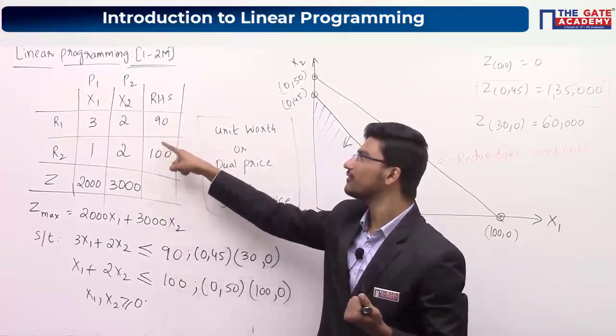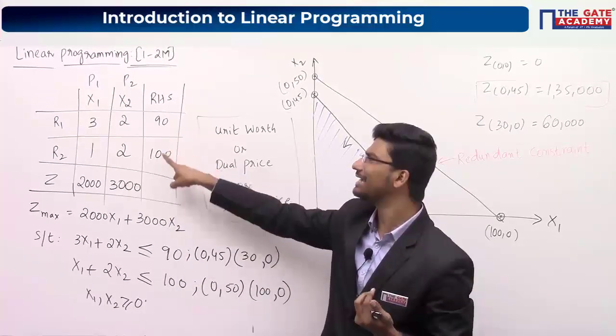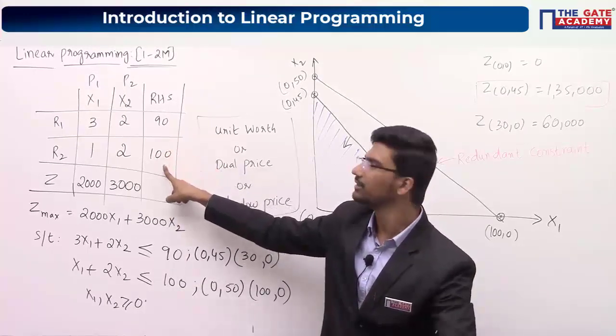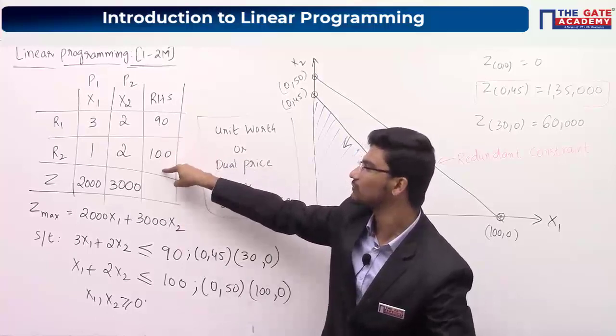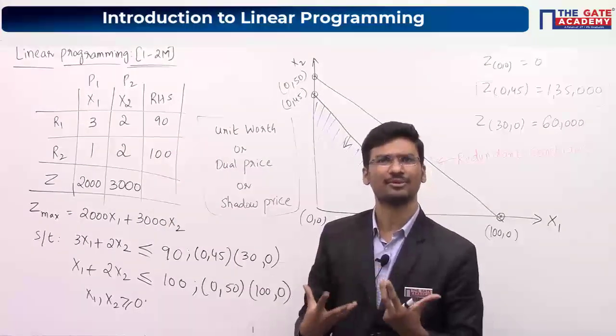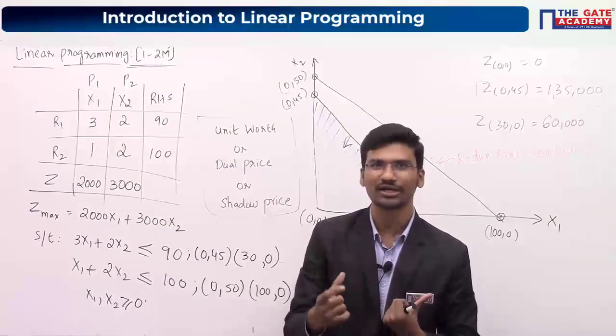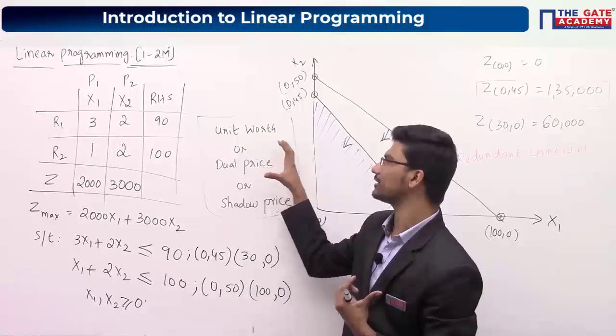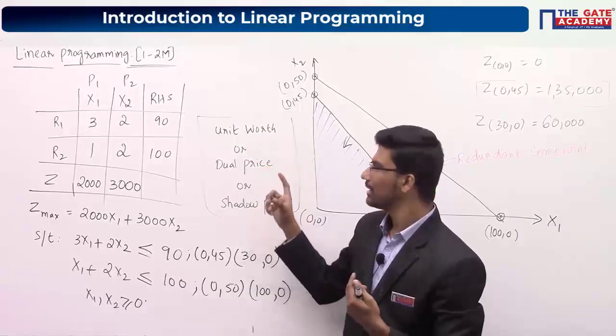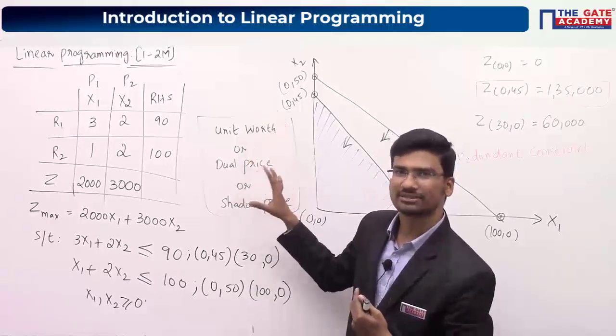So if you are changing your resources, that is, 90 kgs and 100 kgs are available with you, what is happening to my profit? That I will be obviously interested to know. So this is related to unit worth, dual price or shadow price. Now the meaning of all these three terms is the same.